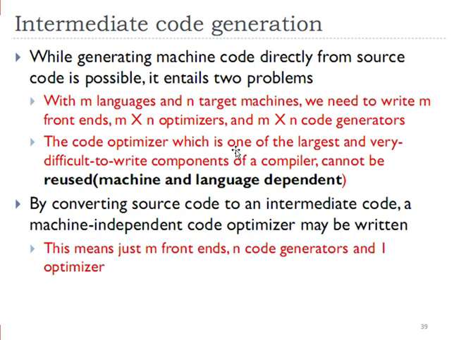So they are language and machine dependent. By converting the source code into an intermediate code, a machine independent code optimizer may be written. This means just M front ends, N code generators, and just one optimizer.